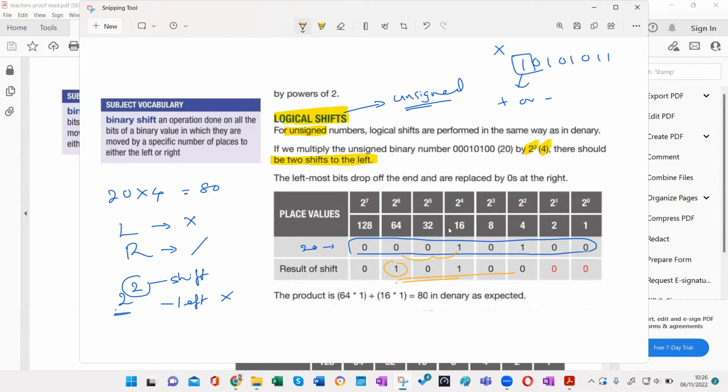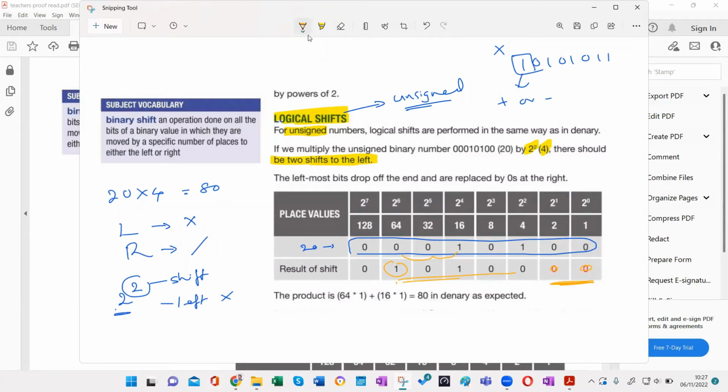And as a result of moving it to the left 2 places, you're going to have 2 empty spaces to the right. What are you going to do? You're going to fill them with zeros. Okay, so the new number is this.